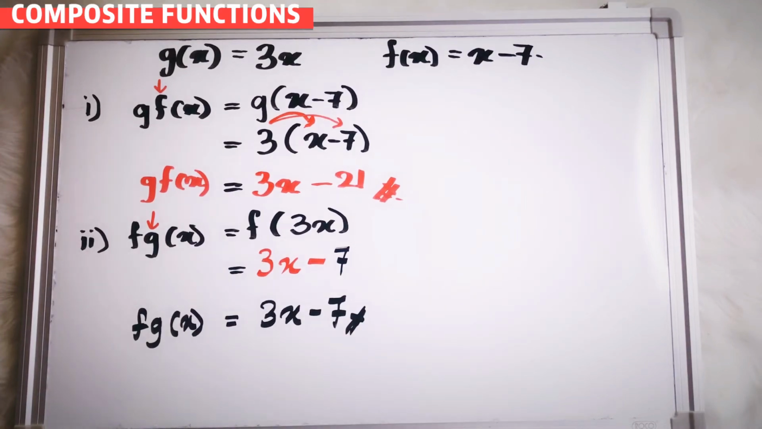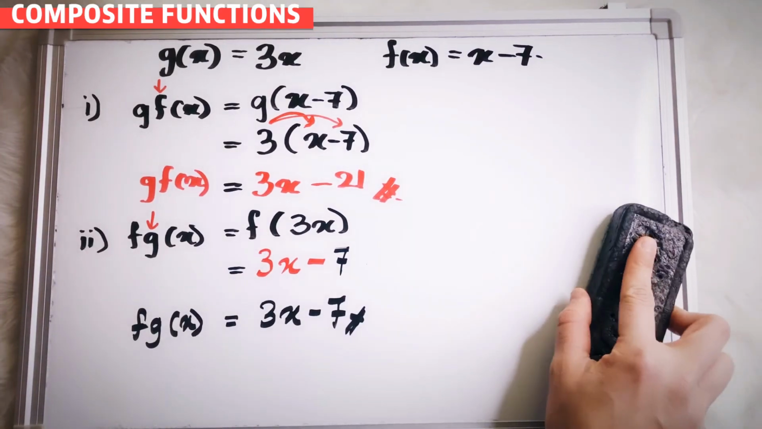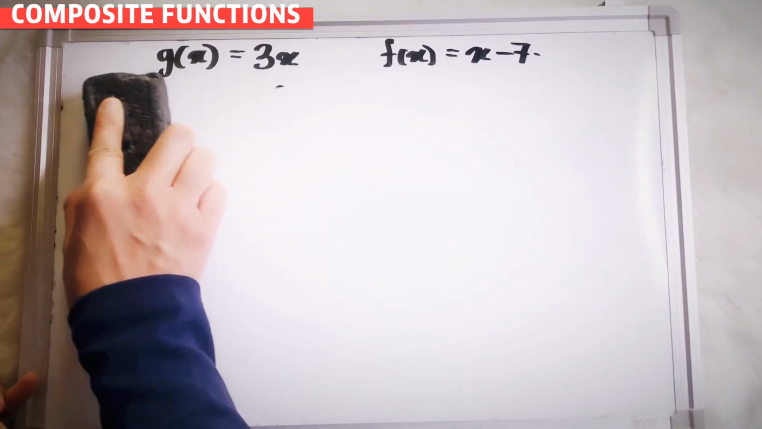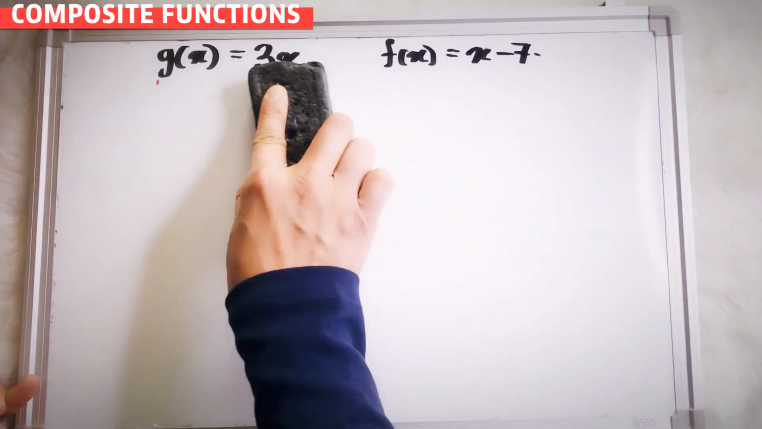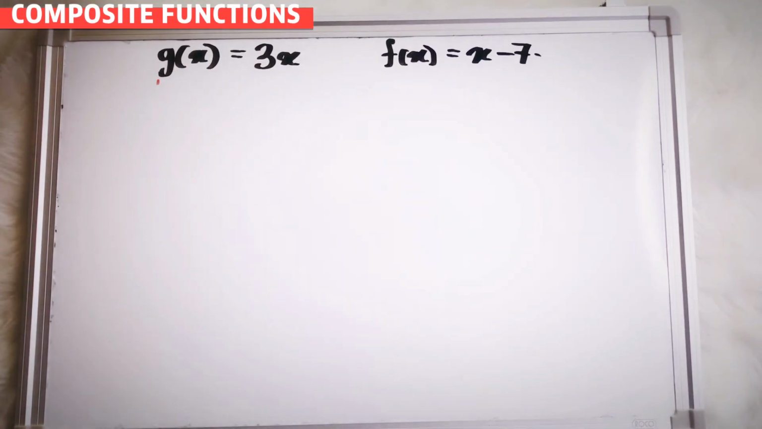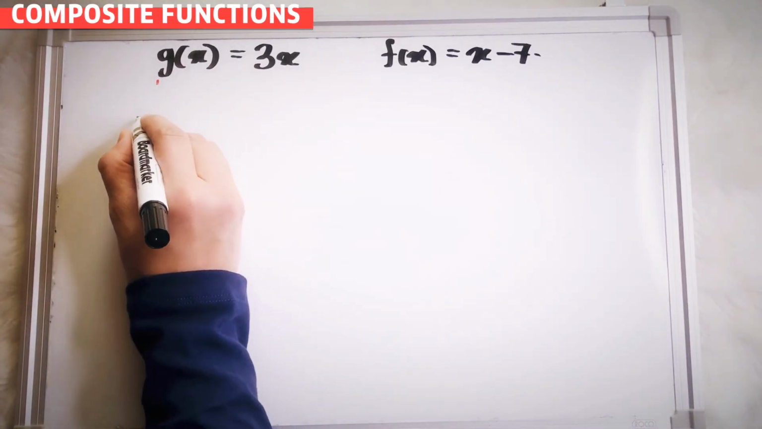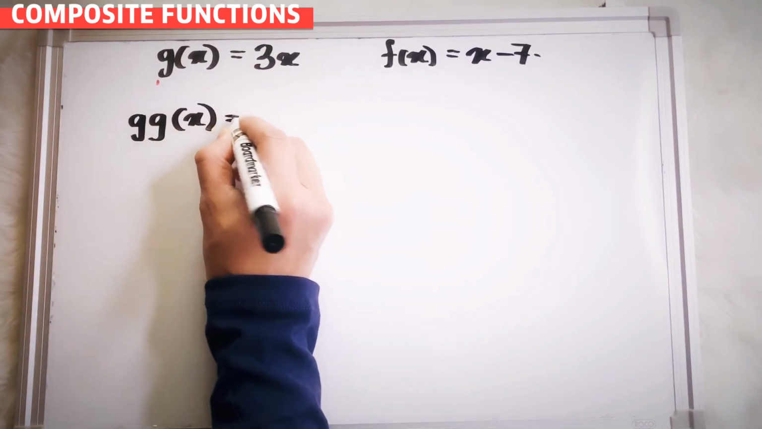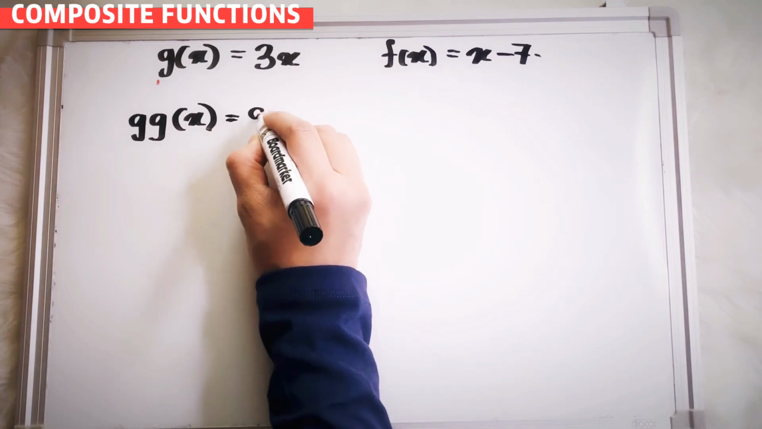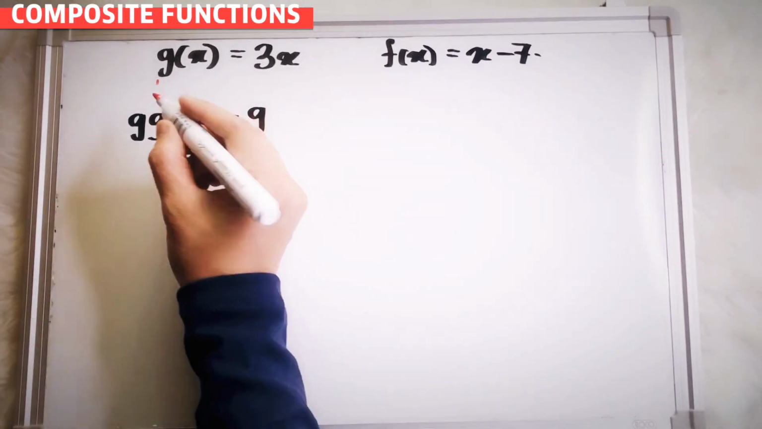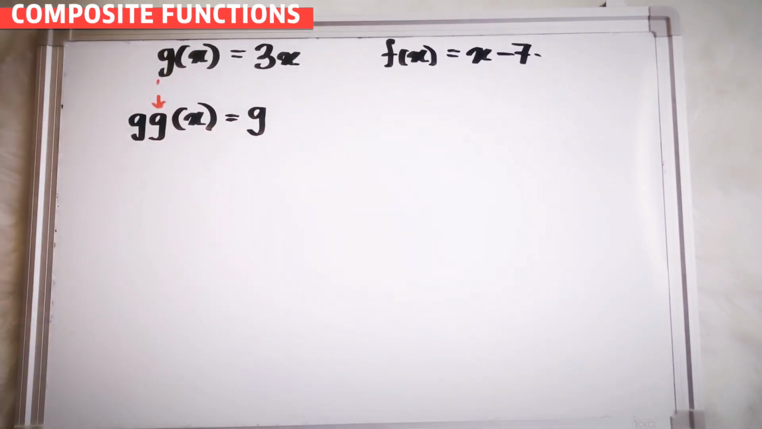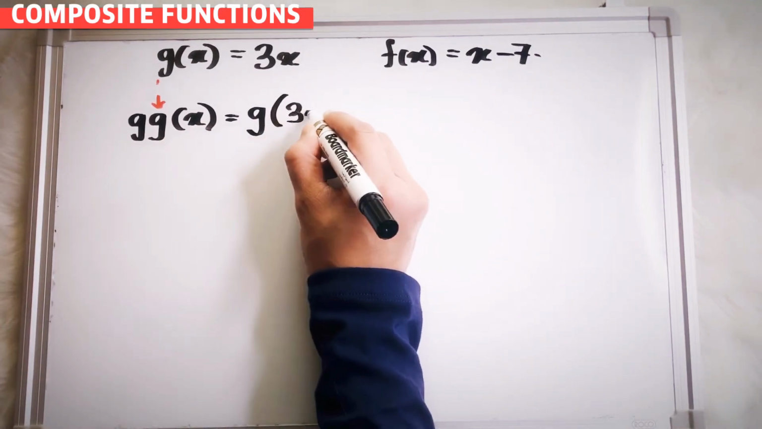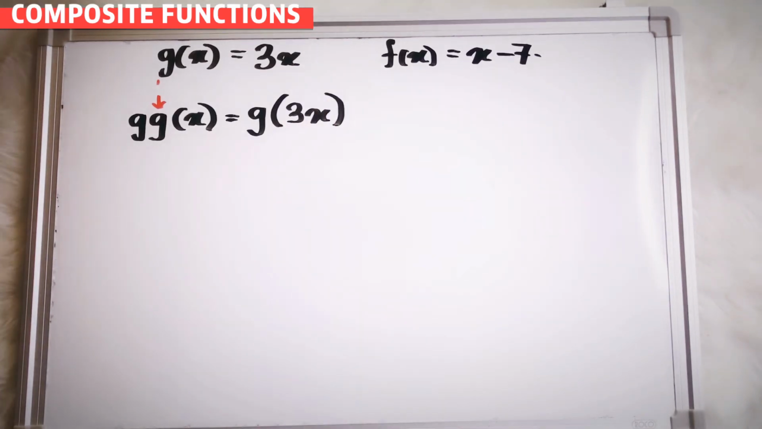Alright? Okay, let's see one more. Same function but different question. How about I give you g(g(x))? Okay, so we put g first. So start from the back. Okay, so your g is 3x.